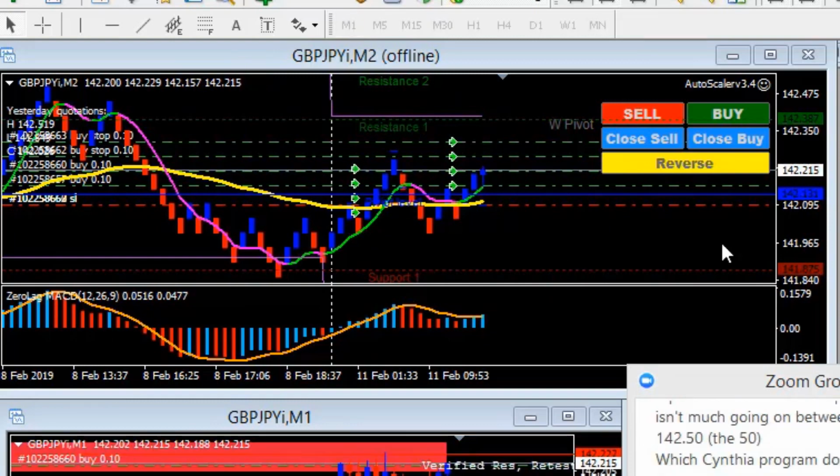Especially when you're trading with AutoScaler, because you've got multiple trades, you don't want to suddenly find yourself in a bunch of them just because spreads got widened, not because there was any true price action.